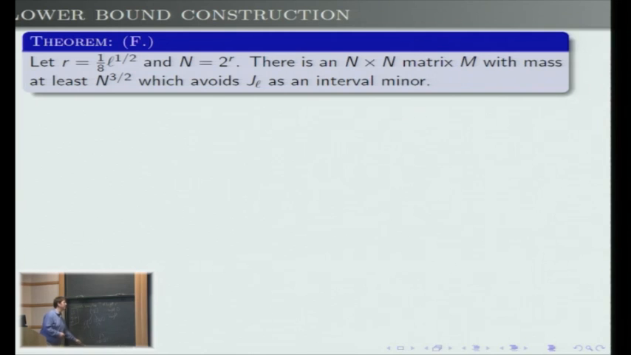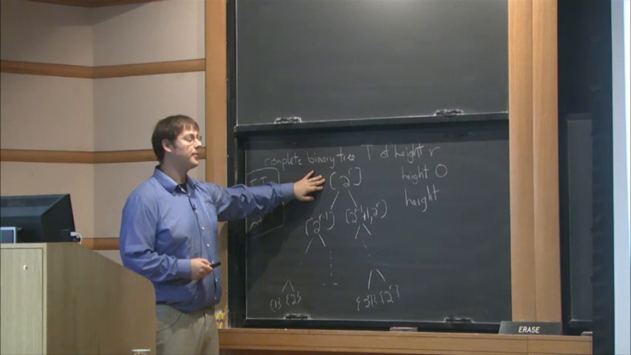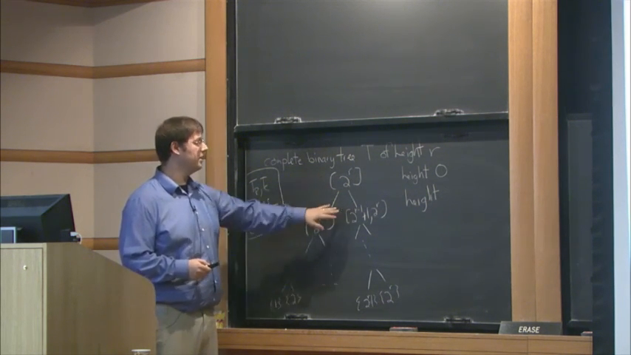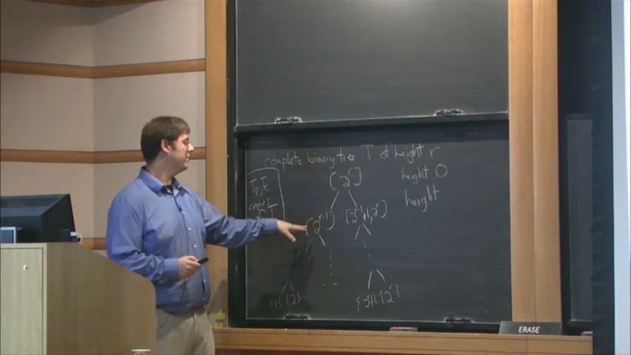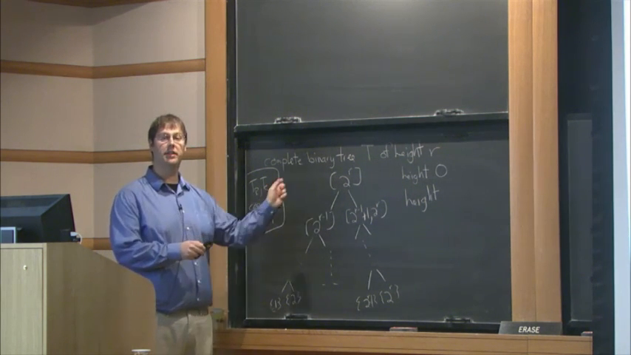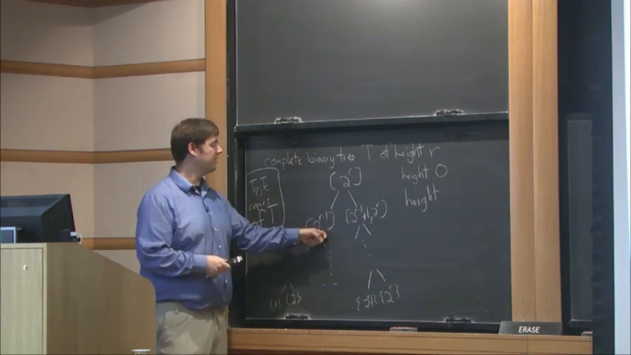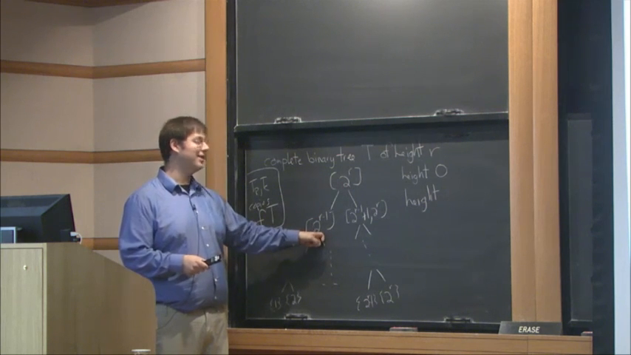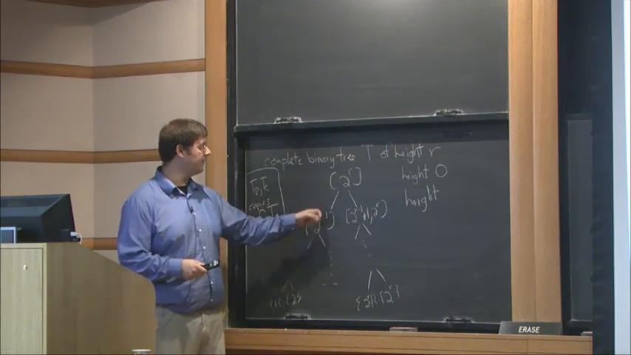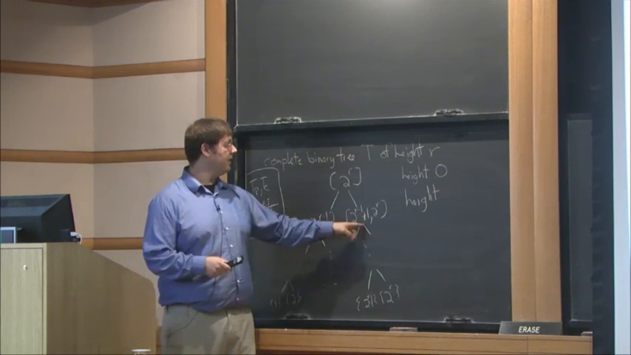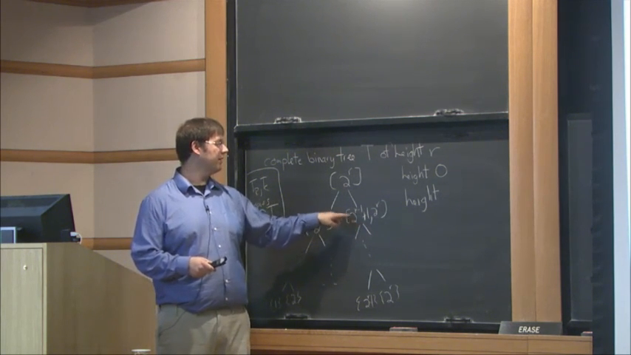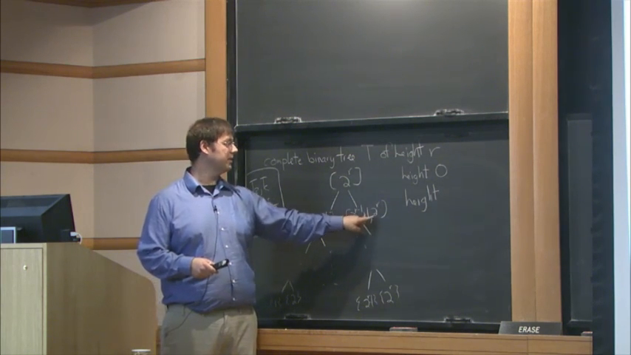So first we consider a complete binary tree T of height r. The root of the tree is going to be the interval of integers from 1 to 2 to the r. The root has two children, and the two children of a parent will always partition the interval into two new intervals of equal size. So one of the children will be the interval of numbers from 1 to 2 to the r minus 1. And the other child will be the interval of positive integers from 2 to the r minus 1 plus 1 to 2 to the r.